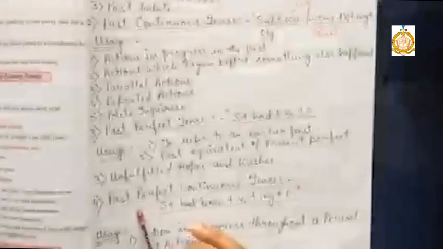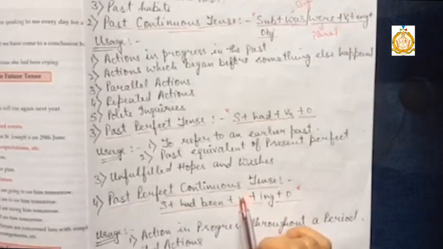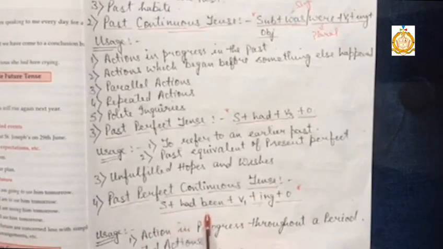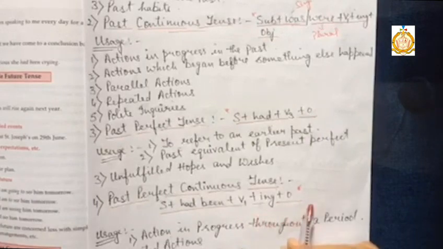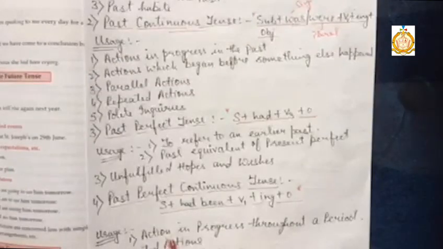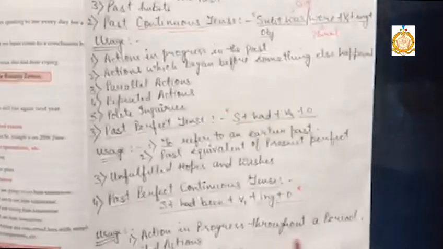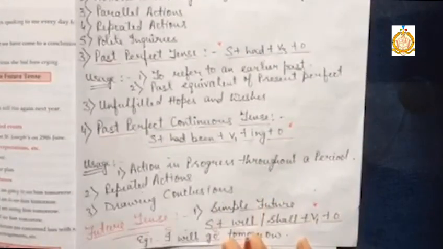Next comes the past perfect continuous tense. Its formation is subject plus had been plus verb's first form plus ing plus object. Where is it used? It is used to show an action in progress throughout a period, repeated actions, or for drawing conclusions over there. Then we will be using past perfect continuous tense.